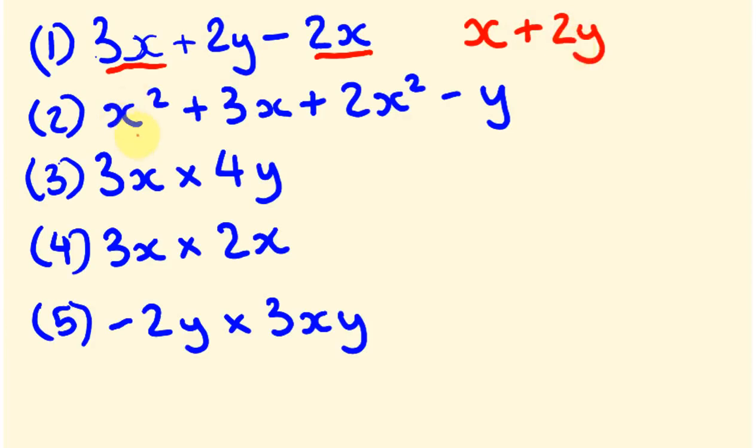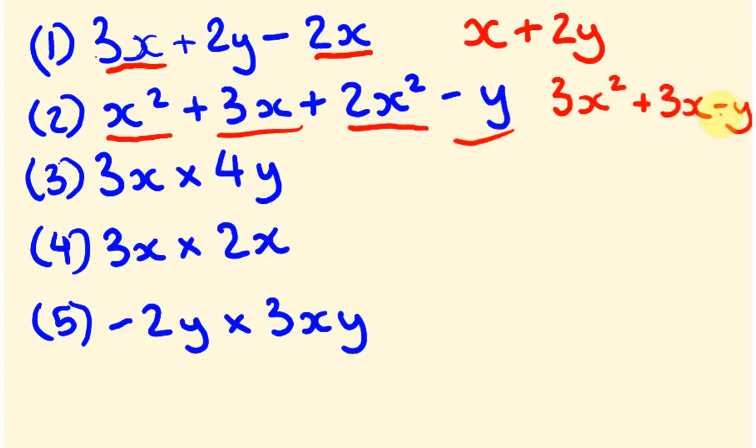What about this next one? I'll underline the ones with the same coefficients and to the same power. So we have x squared plus 3x plus 2x squared minus y. So x squared plus 2x squared, we have 3x squared. Then we have plus 3x, which is by himself, plus 3x. And we also have minus y, which is also by itself. So we're not going to be able to do much more with those. So hopefully you went well with that.